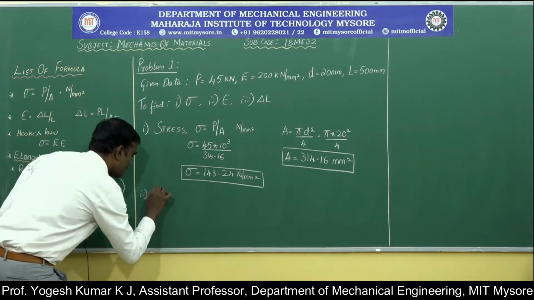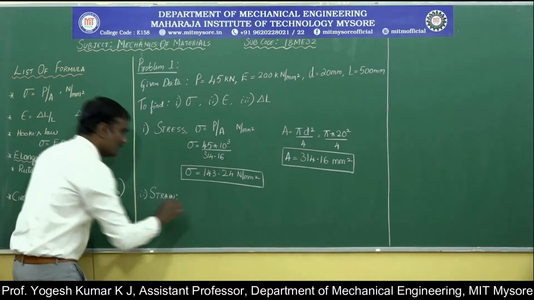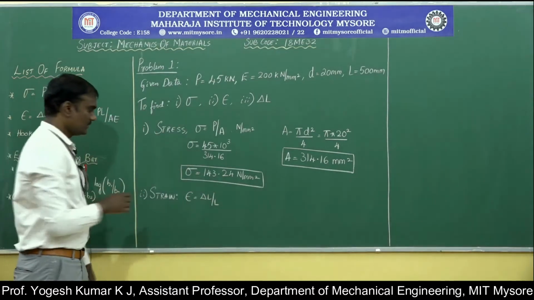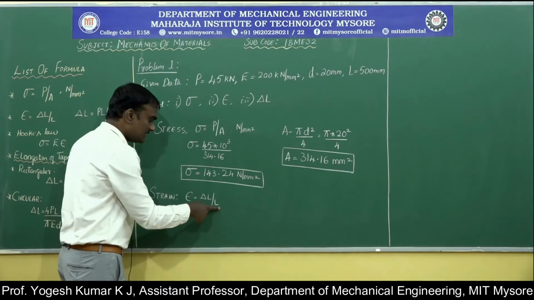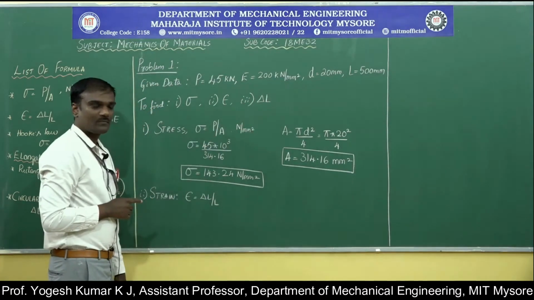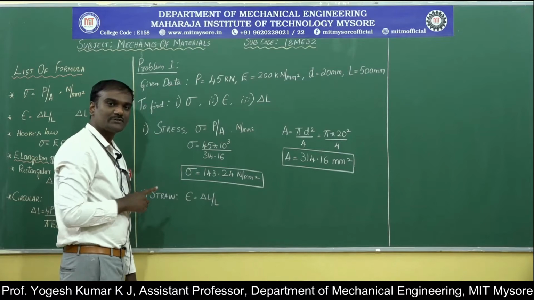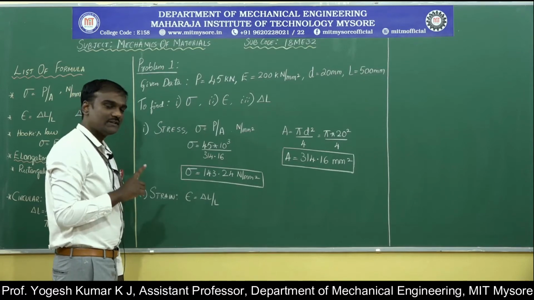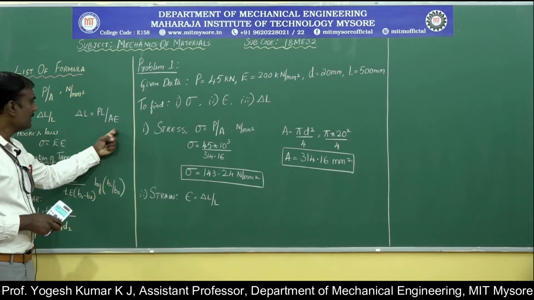Second one, they have asked us to determine the strain. We know strain is nothing but change in length by original length. So strain equals delta L by L, but delta L is not known to us. L, we know it as the original length of the member, given as 500 mm. And they have specified a circular rod of diameter 20 mm, that means it is a uniform bar and the cross section will not change. For uniform cross section, delta L is given by PL by AE.